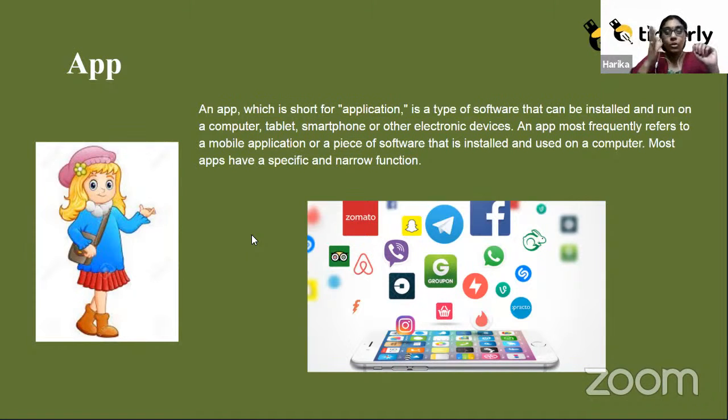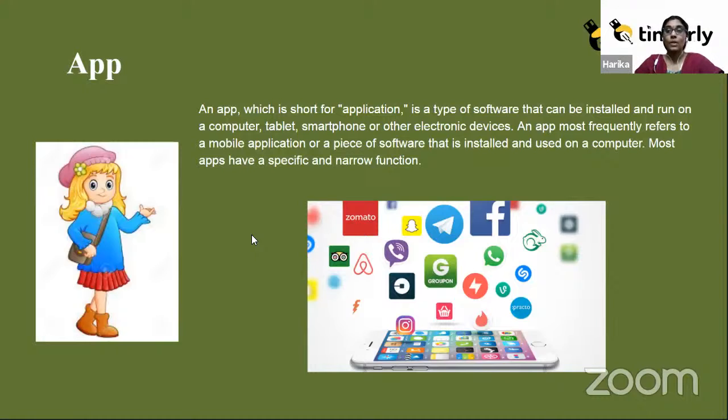Let's say YouTube: we use it for watching videos. Ghana we use for listening to music. Facebook we use to see our friends' photos and reply to them. And Marketplace is where we sell and buy things. So there are many apps in our world which we use on our phone, whatever we require. That depends on the user. An app is a type of software that can be installed and run on a computer, tablet, smartphone, or other electronic devices. So not only on a phone, I can also install these apps on my computer and my tab.